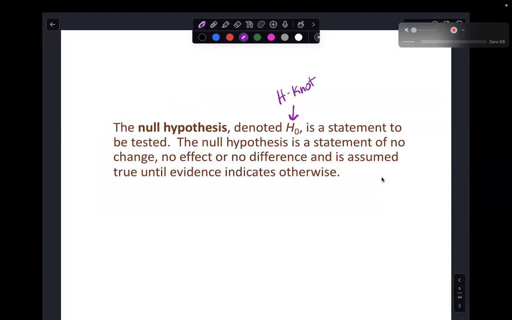That sub 0 is naught. So this is like an initial statement. Whenever something has the subtext of the 0 there, it's always like the initial statement. So this is always going to have an equal sign. Always has an equal sign.